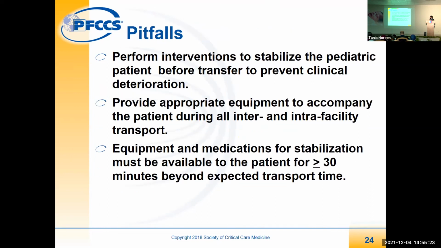Next, please. Pitfalls are: perform interventions to stabilize the pediatric patient before transfer to prevent clinical deterioration, provide appropriate equipment to accompany the patient during inter or intra-facility transport, and equipment and medication for stabilization must be available for at least 30 minutes beyond the expected time of transport.